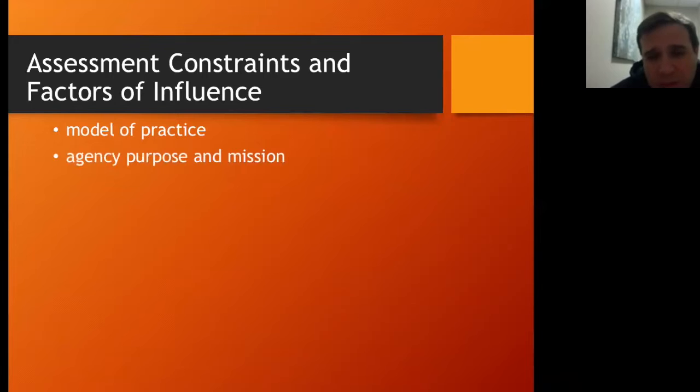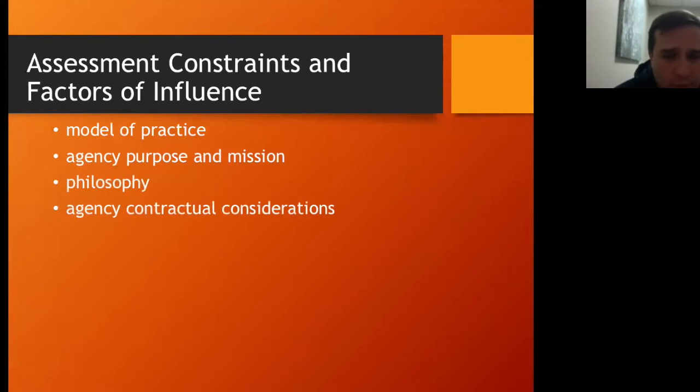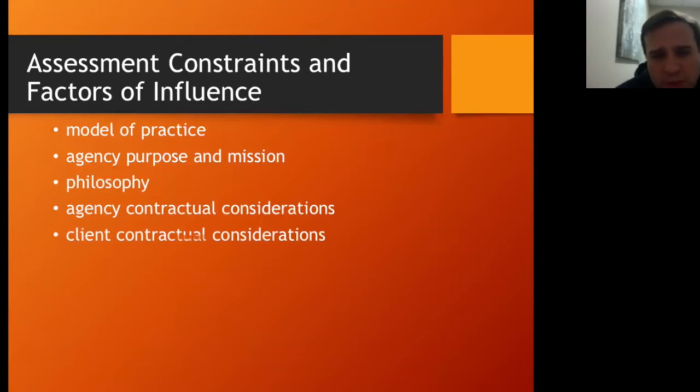The agency's purpose and mission oftentimes steers us in one direction or another. Is your agency a trauma-informed agency, which will definitely shape the assessment documents and bring you in a specific direction? Are you working in more of a medical model? And we'll get to that in a few minutes. But those types of things place constraints and limits. The philosophy, your philosophy, the client's philosophy, the agency's philosophy about who people are and how they grow, how they suffer. And then contractual considerations within the agency itself.